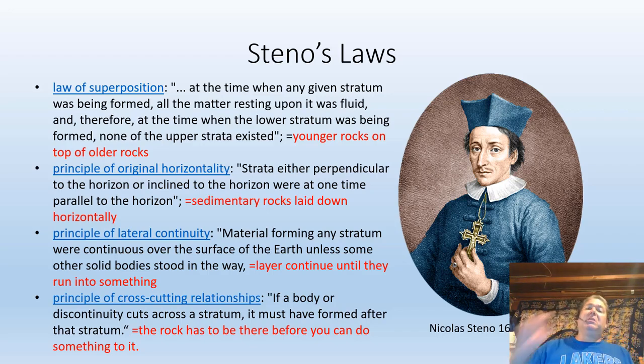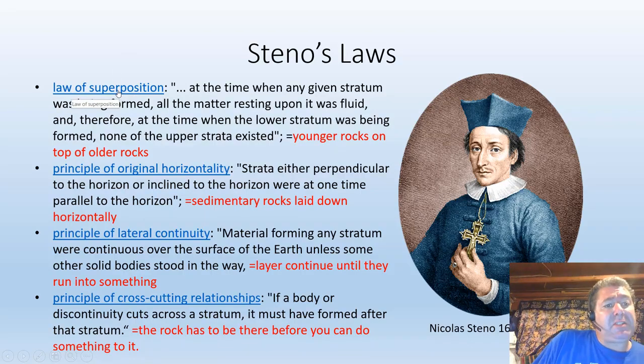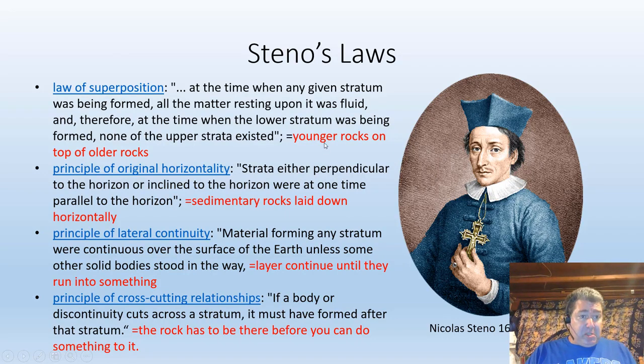So again, Steno's four laws are going to help us interpret the sequence of events that happens at different locations, right? Law of superposition: younger rocks are on top of older rocks. Principle of original horizontality: sedimentary rocks are laid down in horizontal layers. Principle of lateral continuity: layers will continue until they run into something that ends them. And the principle of cross-cutting relationships: the rock has to be there before you can do something to it.